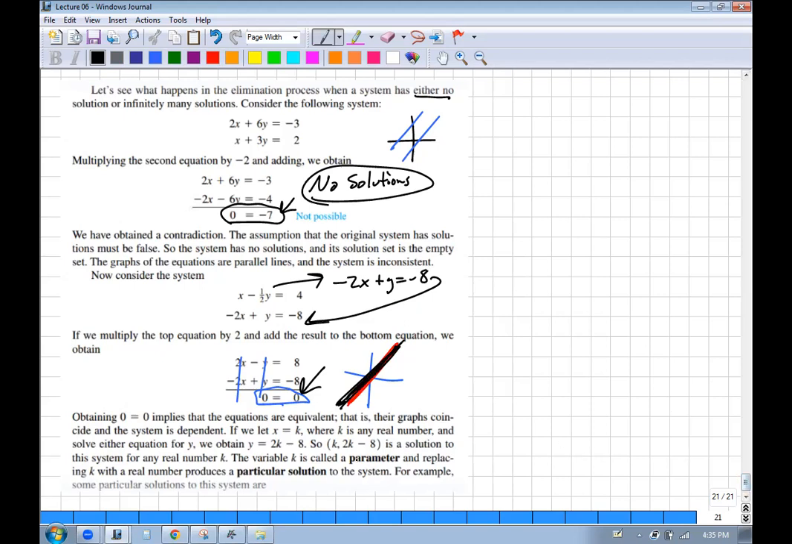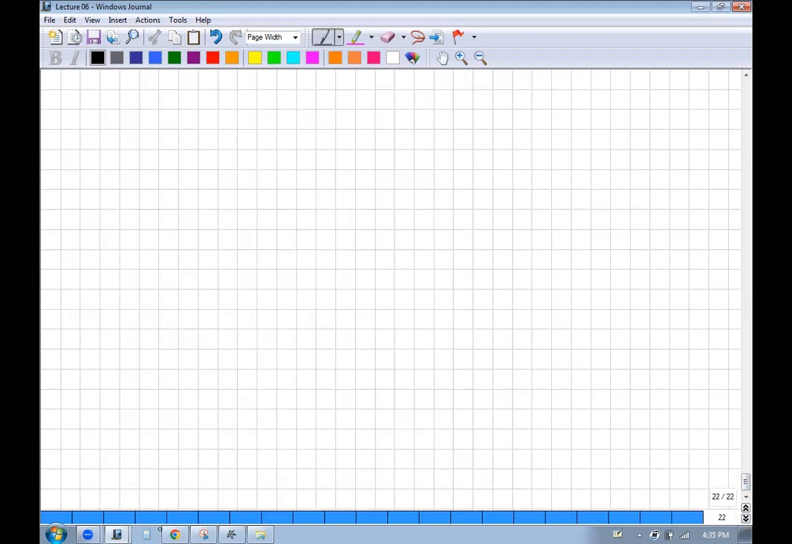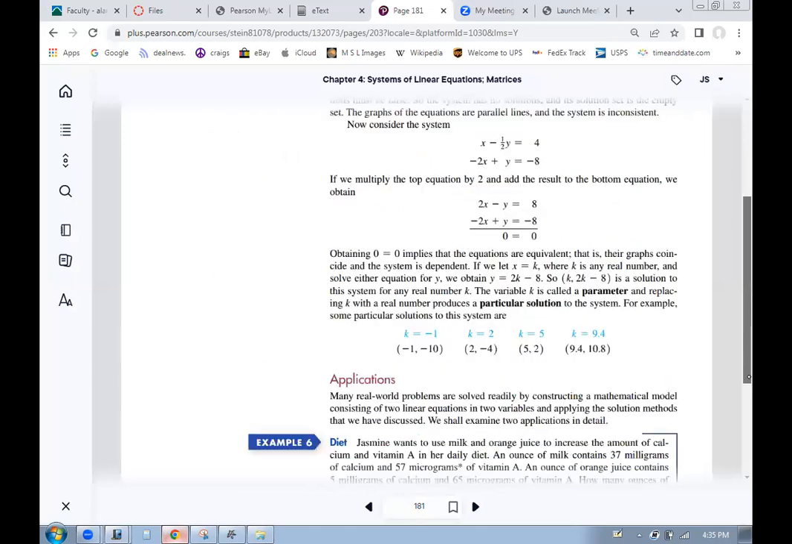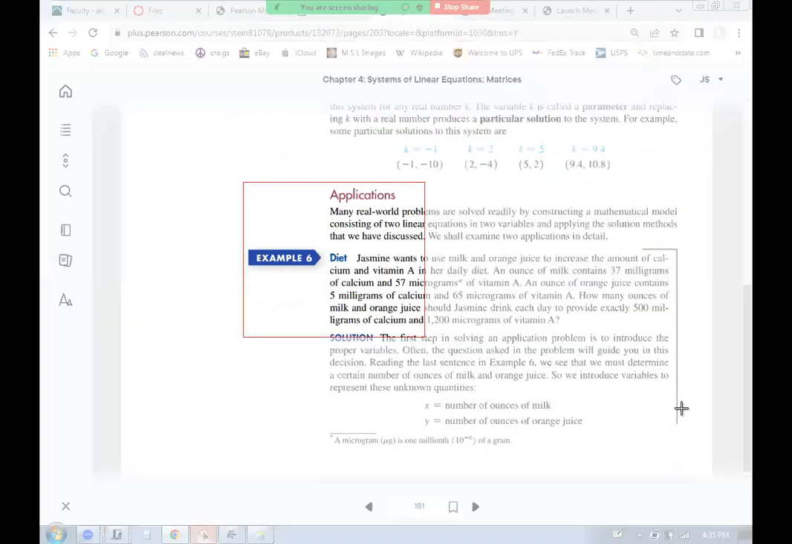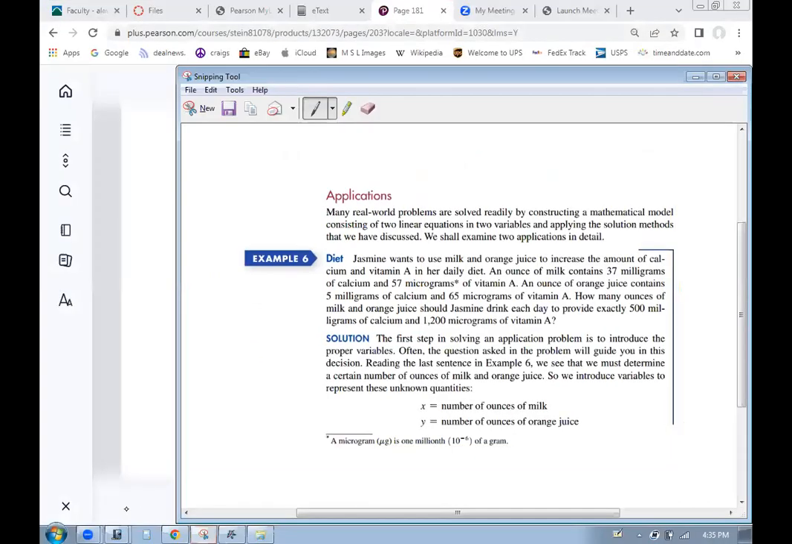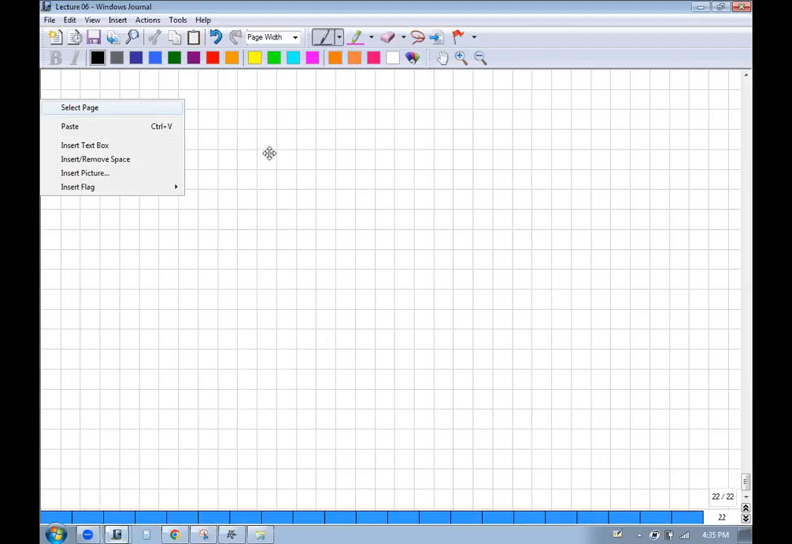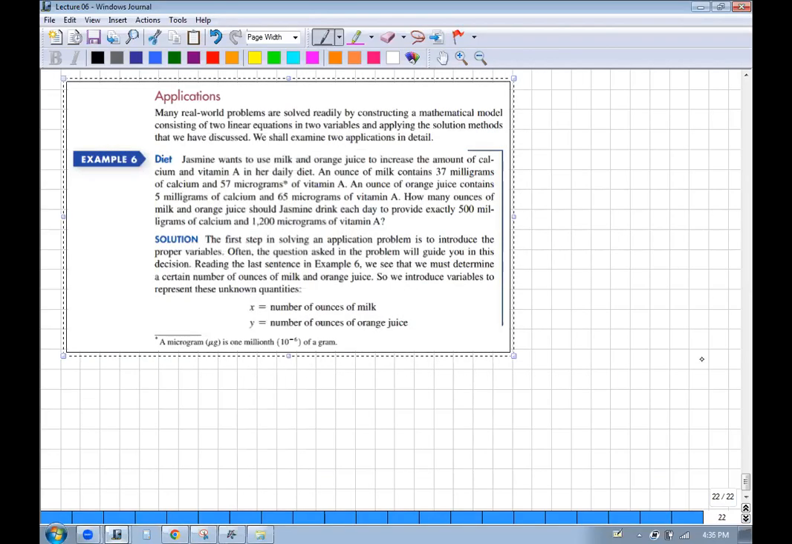Okay, we don't need to go into all this stuff for higher level math. We don't care about all that. So let's look at applications. Why would you need to know this for business? All right, well, this happens a whole lot in business, actually. Many real world problems, blah, blah, blah.